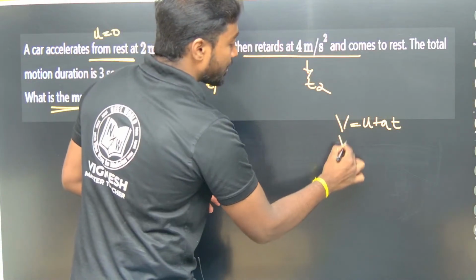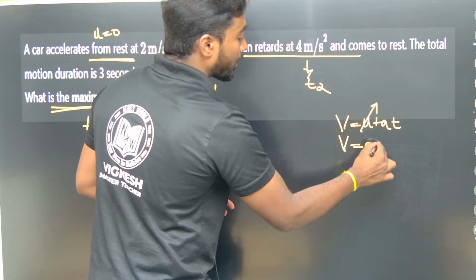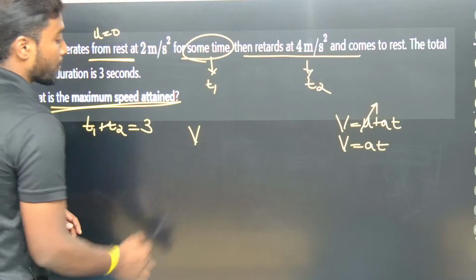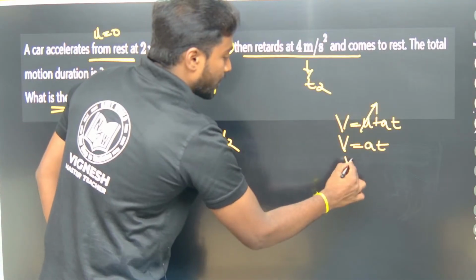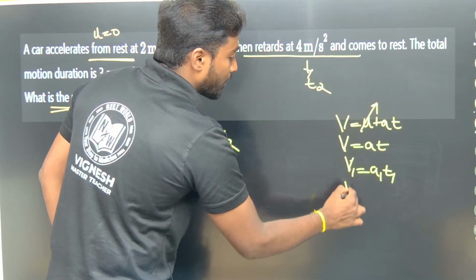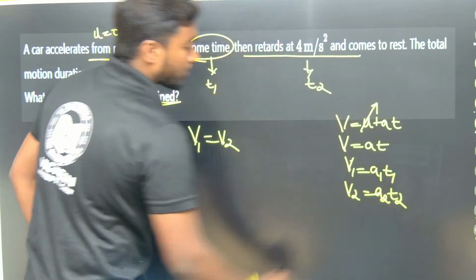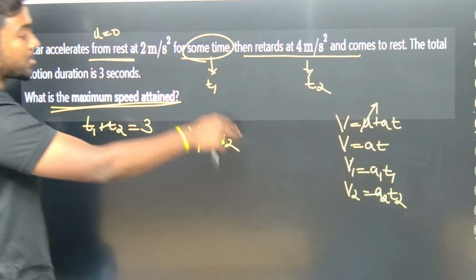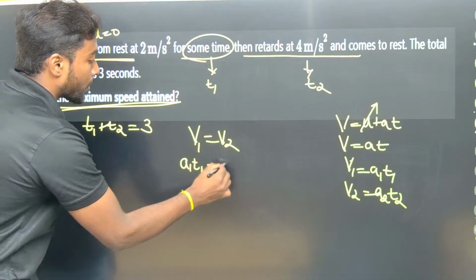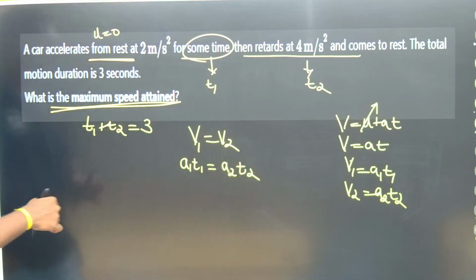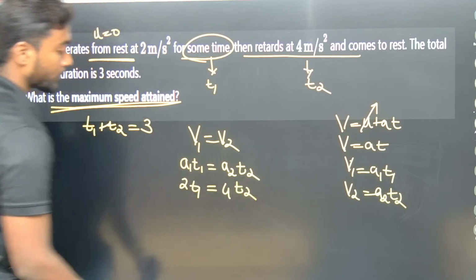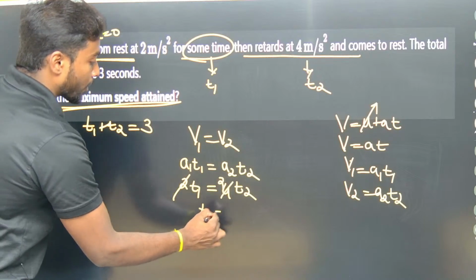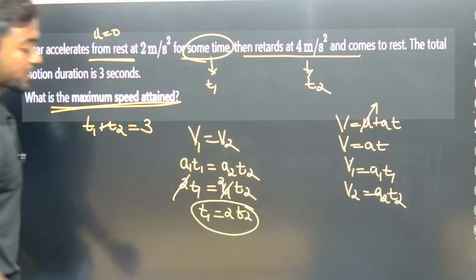So let me consider v equals to, initial velocity is 0, equals to at. So v1 equals to v2, which means v1 equals to a1 t1, v2 equals to a2 t2. The maximum speed attained in both equations at a particular time, that I have equated. So a1 t1 equals to a2 t2, where acceleration is given, this is 2 t1 equals to 4 t2. So once and twice, so t1 equals to 2 t2. So I got the relation for t1 and t2.